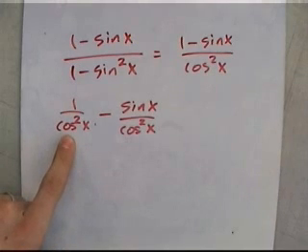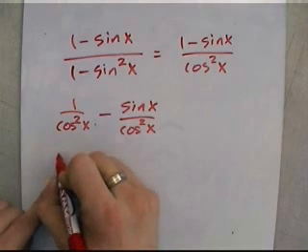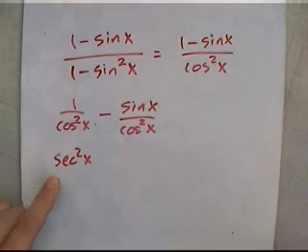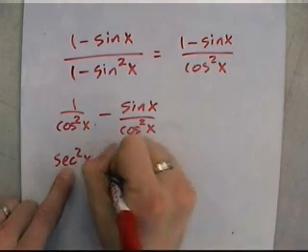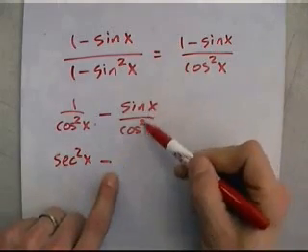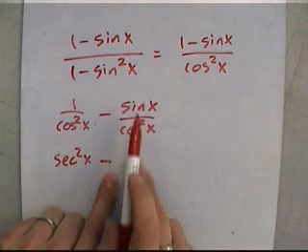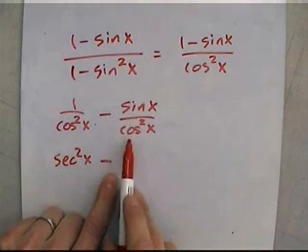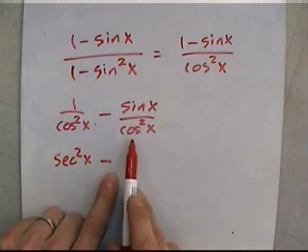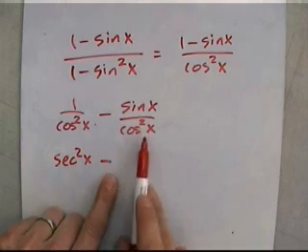Now 1 over cosine squared, I can make that not be a fraction, right? That'd just be secant squared, right? So this is going to be secant squared of x. That's pretty good. And then minus, we got sine over cosine squared. Now that doesn't match up very nicely, right? But we have sine over cosine, right? What does sine over cosine normally equal? Tangent, right? The problem is I have an extra cosine on the bottom.